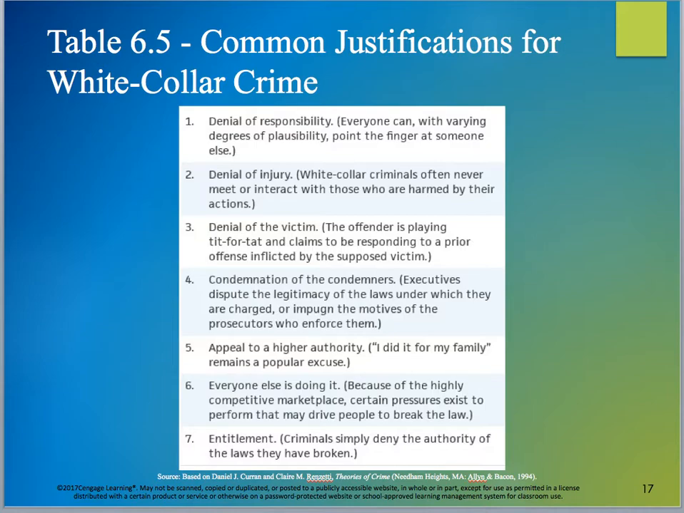The sixth thing is that everyone else is doing it. Since it's such a competitive marketplace, there are pressures to perform, and because of that, it may encourage you to break the law. So since everyone else is doing it, what's the big deal if I do it? Well, when everyone else goes to jail, you'll go to jail right along with them. The seventh is entitlement. They just deny the authority of the laws they've broken. They are so self-absorbed and narcissistic that they feel like they're above the law, that the laws, rules and regulations don't apply to them.